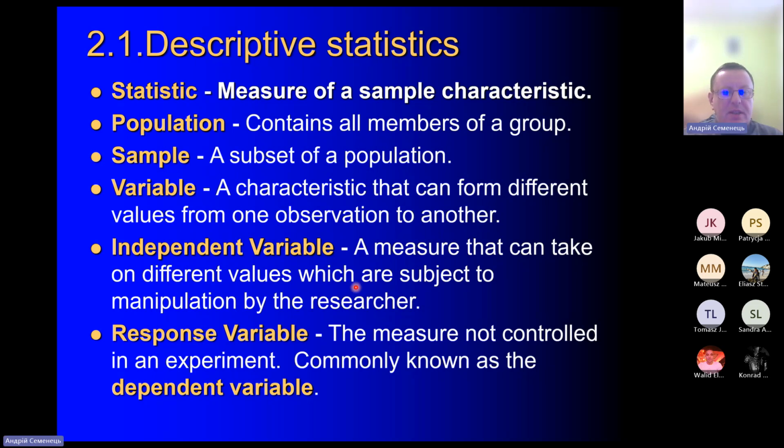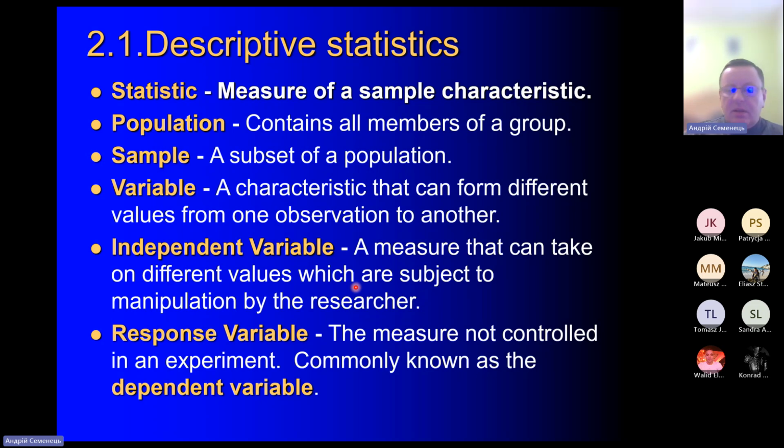In both cases, population and sample, we have variables or characteristics that can take different values from one observation to another. And we separate those variables into independent and response. So independent variables are measures that can take different values, and they are subject to manipulation by researchers. So the researcher could make changes to the independent variable and could have control over this input.